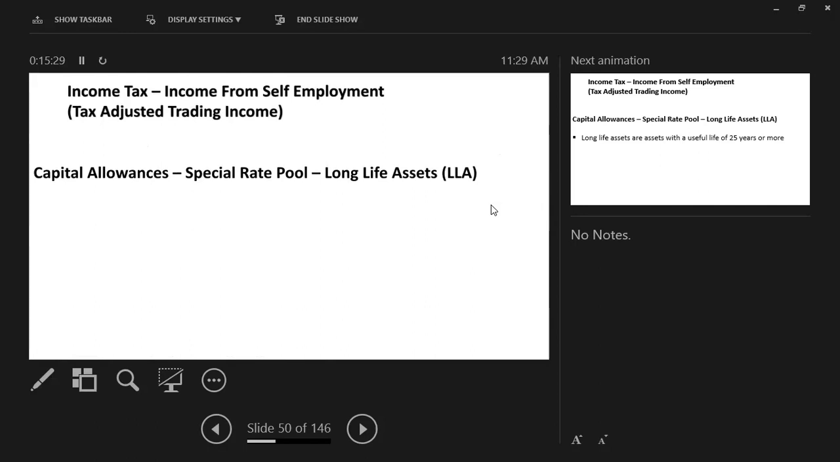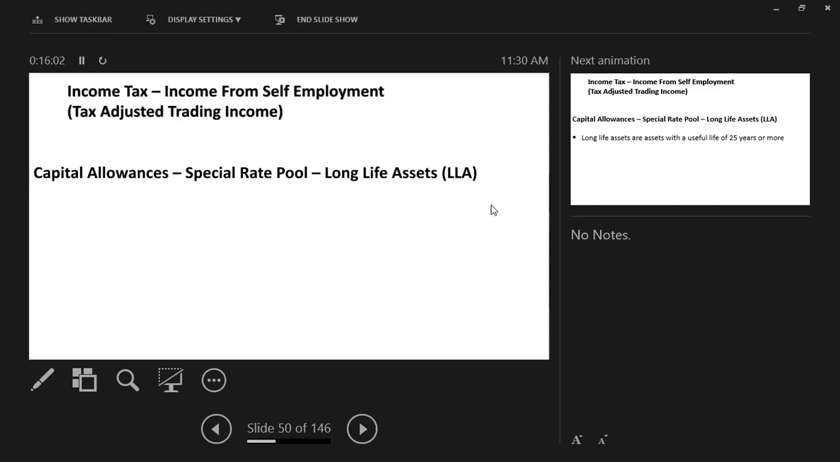Sir, before we start, normally cars are added in which pool? Not zero emission cars, like normal carbon use. There are three types of cars. We categorize the cars into three categories. One, zero emission. Two, 1 to 50 emission. Three, above 50 emission. Zero emission cars claim first year allowance. 1 to 50 emission cars are included in main pool, provided there is no private use.